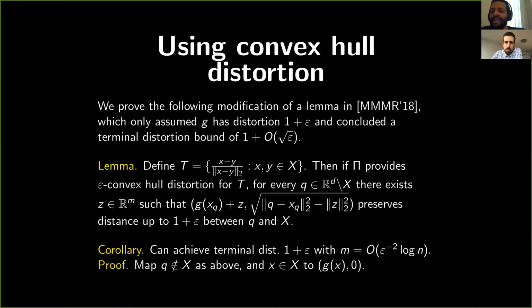Because we have to define our embedding f. So what is our embedding f going to do? F of q, where q is not in the point set, is going to be g of xq plus z, comma, the square root of this thing. The corollary is basically a triviality from the lemma. The lemma says that this works. That's all the lemma is saying. You'll tell us what z is? Yeah, I haven't told you what z is. Z is going to come from solving some semidefinite program. Interesting. Okay, thanks. Which is the same thing that MMR was doing.